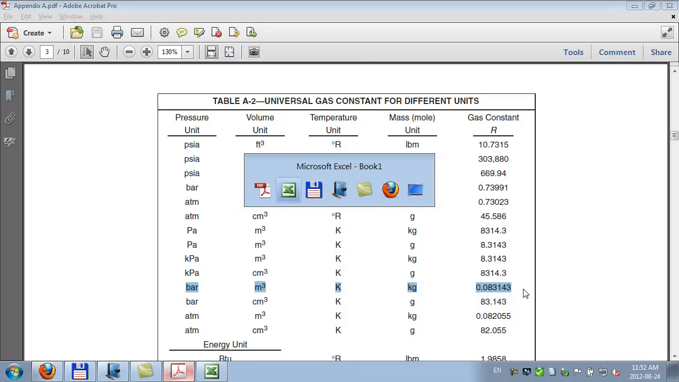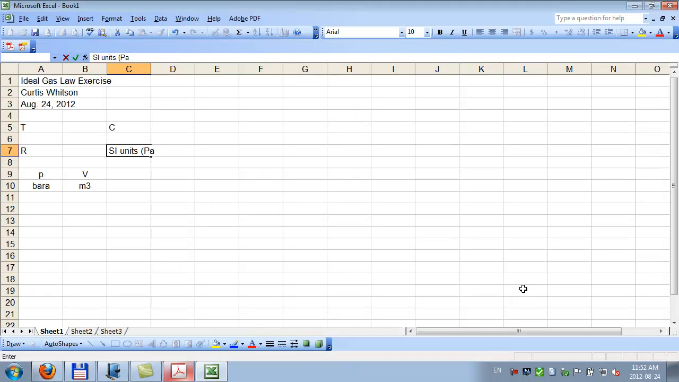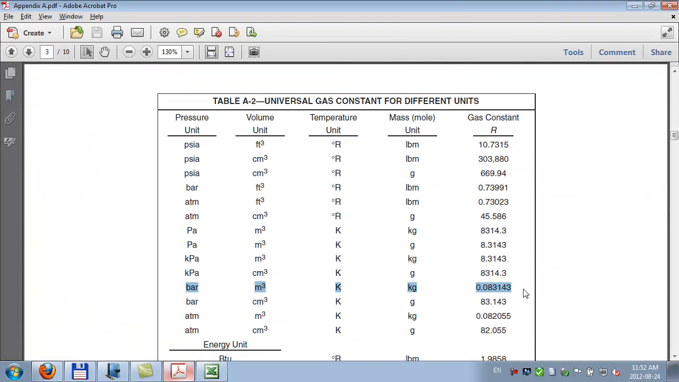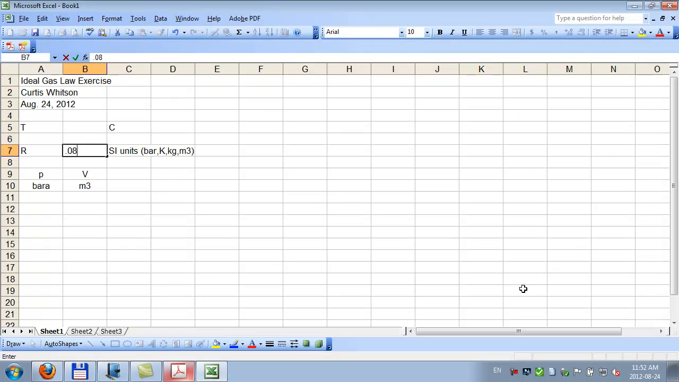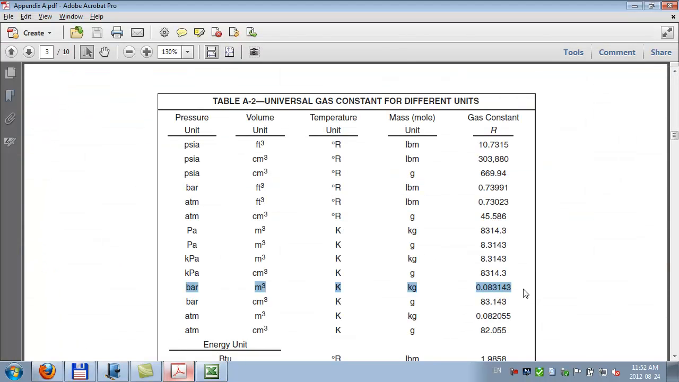So I'll use, my units are bar. You don't really need absolute. Kelvin, kilogram, and what else? Cubic meter. Okay? And that number was 0.0831443. Okay?